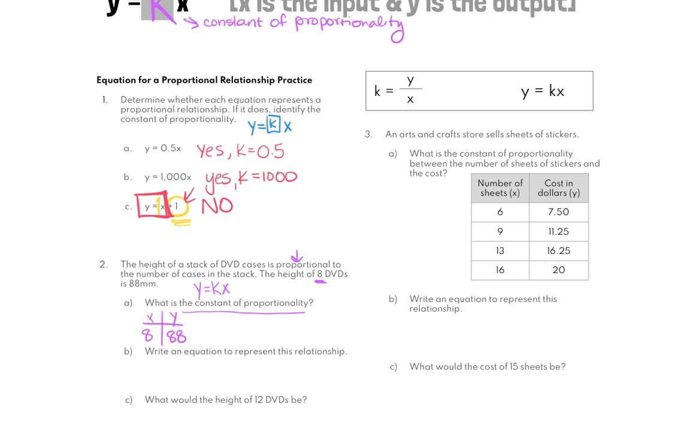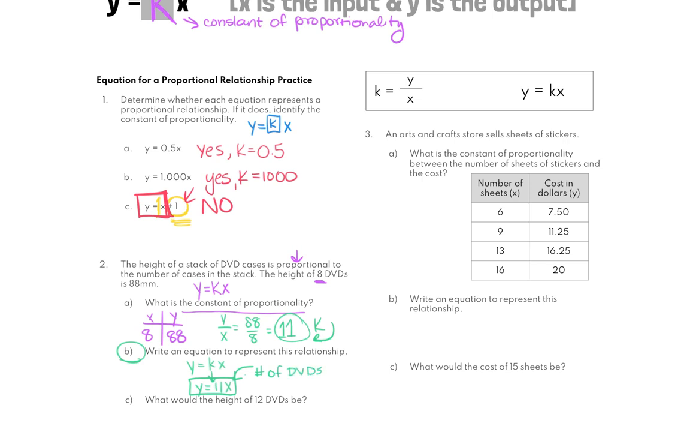Okay, so what we can do is we can take y and divide that by x. We have 88 divided by 8 and we get 11. So our equation, take a second, see if you can write what the equation is. If you know k is 11, what is the equation? Okay, remember that the equation has to be in the form y equals k times x. We know that k is 11, so my equation is y equals 11 times x. Why is this important? Because now we can take this and plug any number of DVDs in, and you can figure out how tall that stack would be.